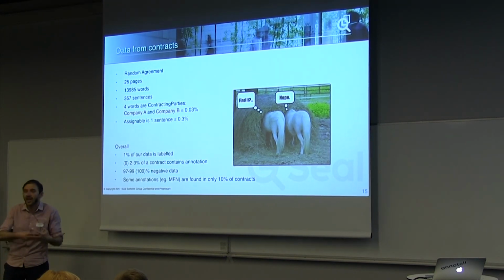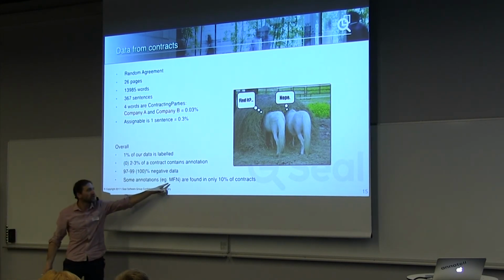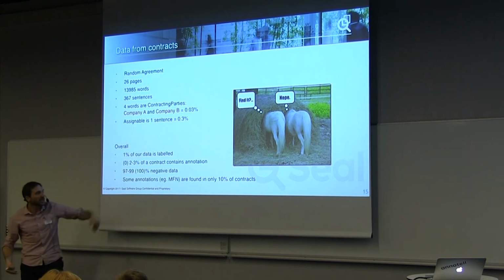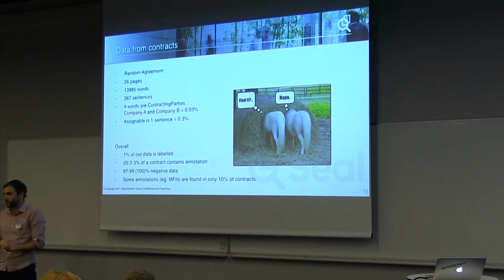We also have annotations about legal concepts. They're not found everywhere. They are not ubiquitous. Especially like the most favored nation clause, or just some kind of clause, is found only in 10% of a certain type of documents. So this is really like searching for the needle in the haystack.